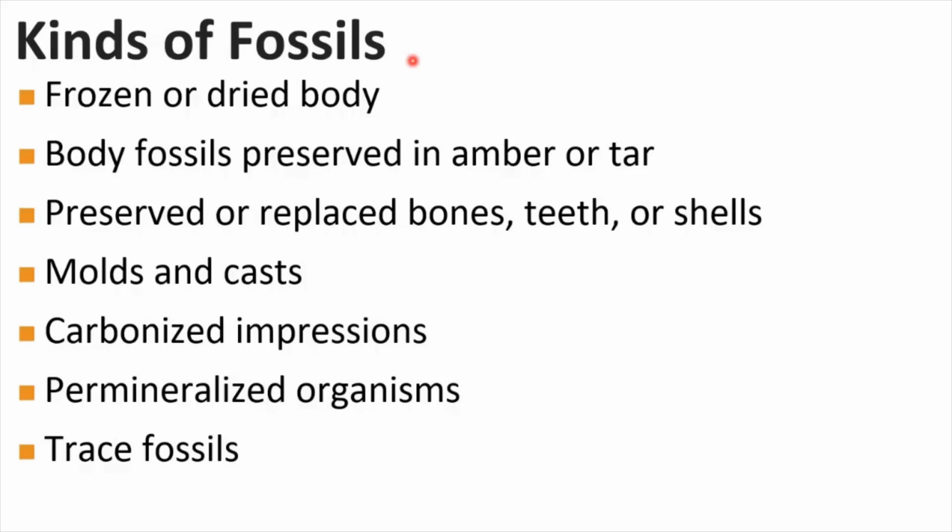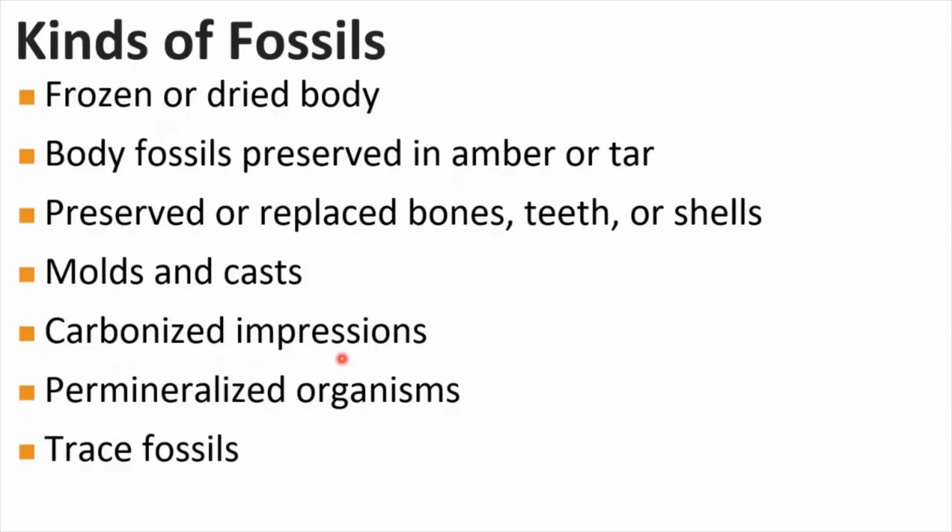There are different kinds of fossils. There's frozen. These often happen in areas of permafrost or permanently frozen ground. You can also have dried bodies, like what we see with mummification, that might preserve. You also have body fossils preserved in amber. That's a rare but complete preservation, or tar, where you have a very intact skeleton. There's preserved or replaced bones, teeth, or shells. These are often replaced by silica, but they can be replaced by things like pyrite. Molds and casts, which we'll get to in a minute, or carbonized impressions.